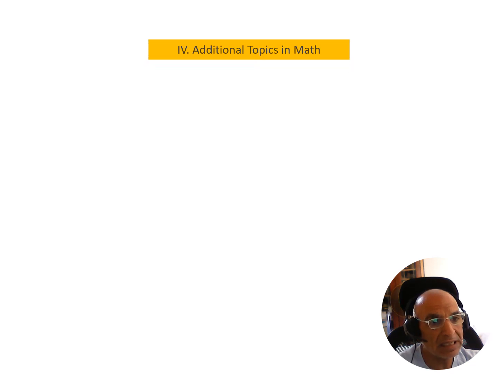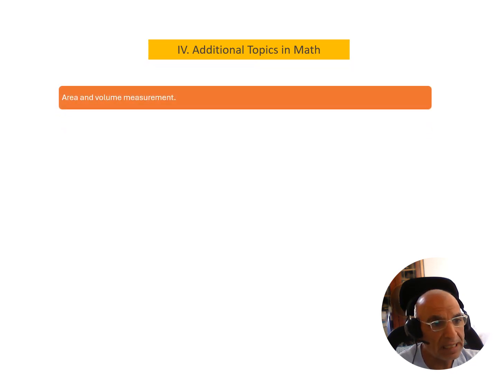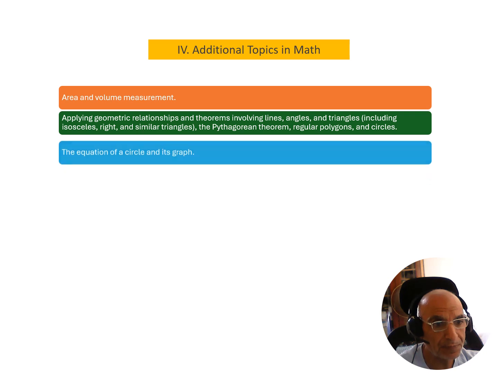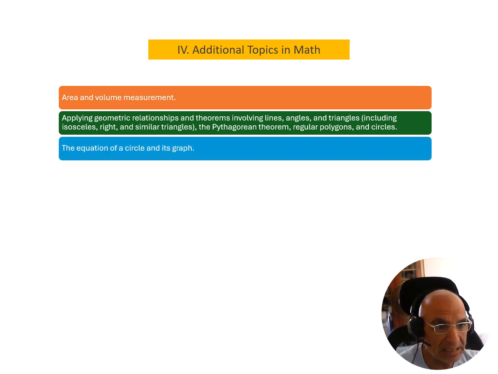Last topic, the additional topics in math. Area and volume measurement. Applying geometric relationships and theorems involving lines, angles, and triangles, including isosceles, right, and similar triangles. It's very important: the Pythagorean theorem, regular polygons and circles. The equation of a circle and its graph. Most students didn't study anything about the circle equation before. We will study it in that course.